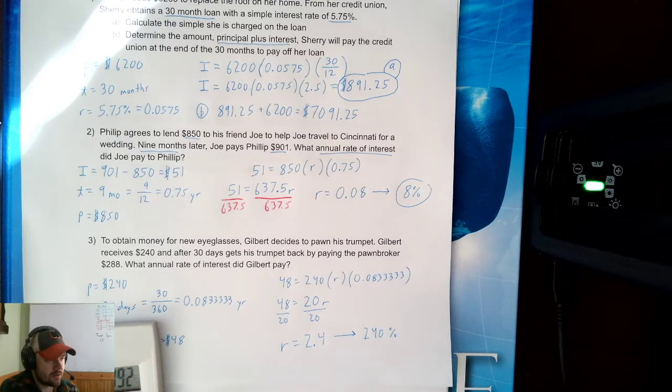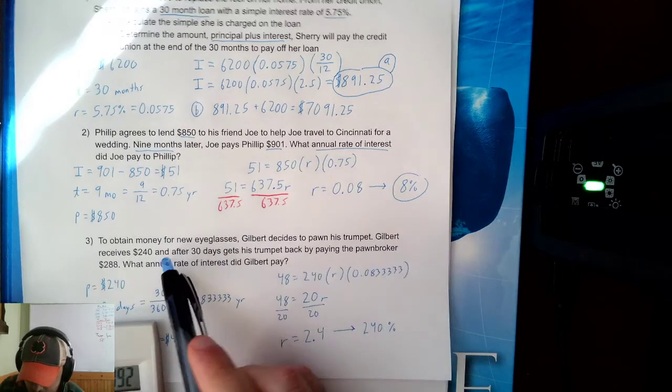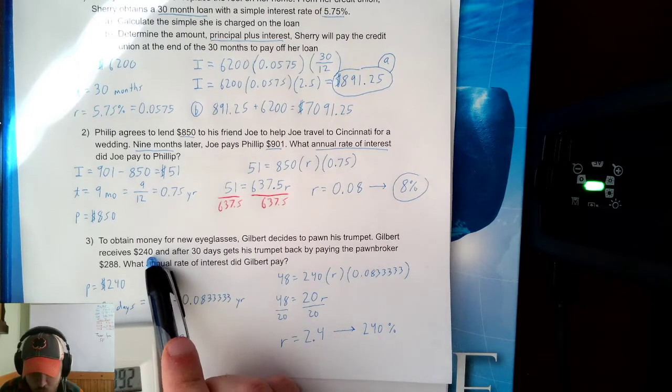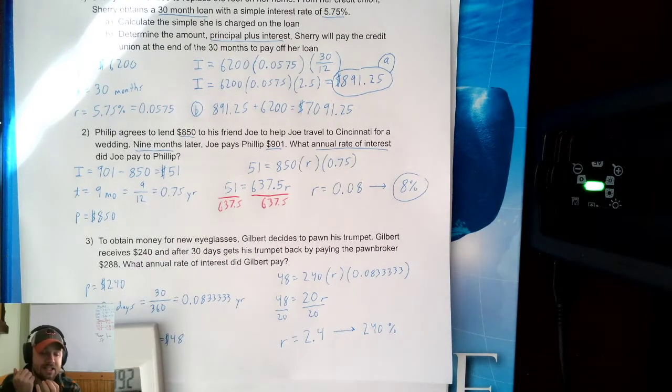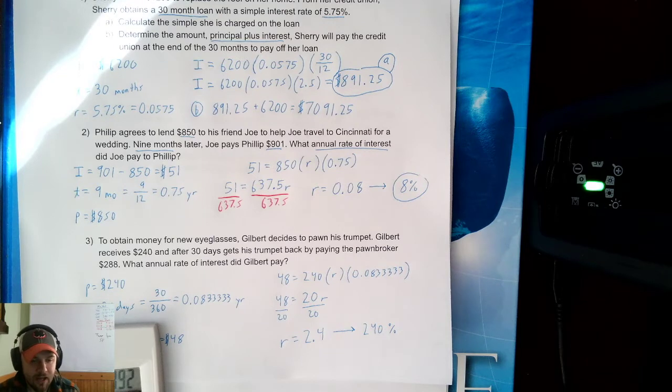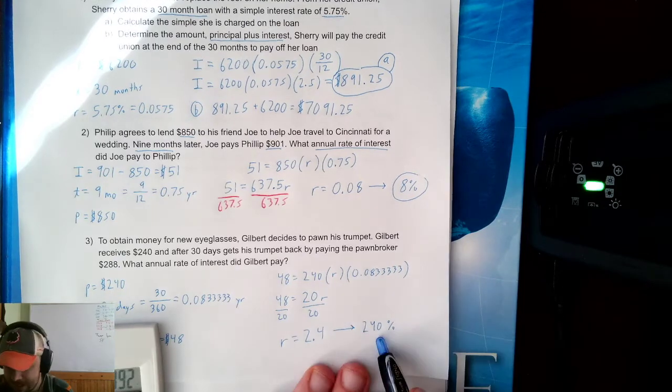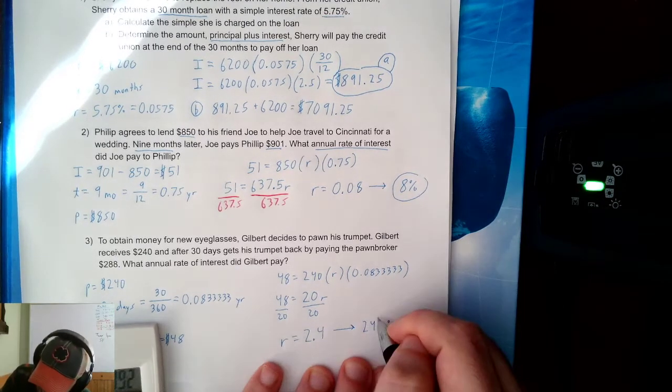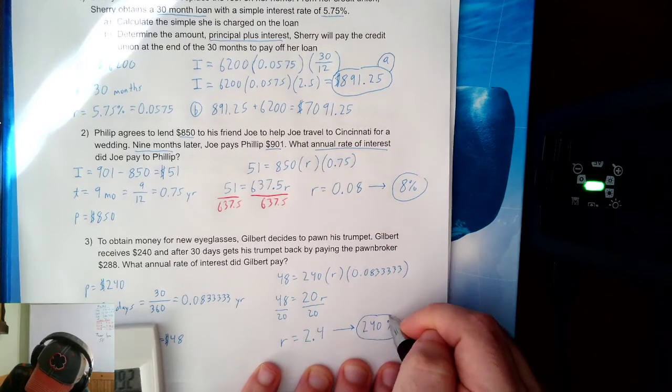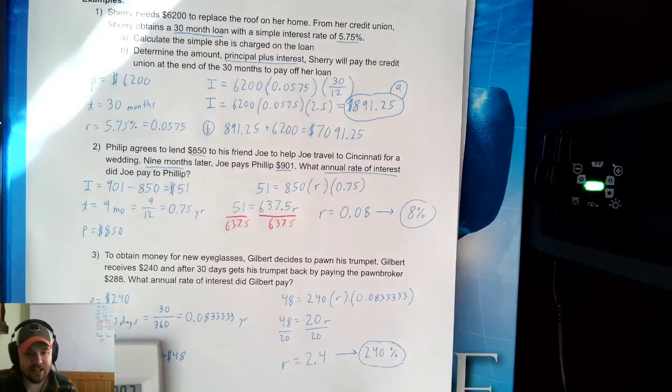Does it make sense, though? It should, because think about the scenario. In only 30 days, the price went from 240 to 288. That's a significant change in 30 days for the interest. That's how pawn shops typically make their money. If you sell something to a pawn shop you intend to buy back in the future, you are going to be paying a massive interest rate. In this case, 240% interest. That's a pretty healthy interest rate, isn't it?